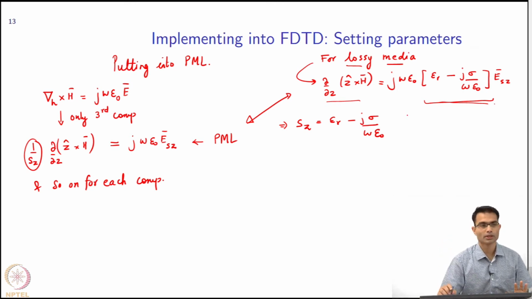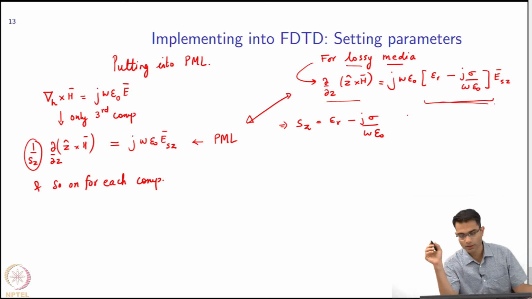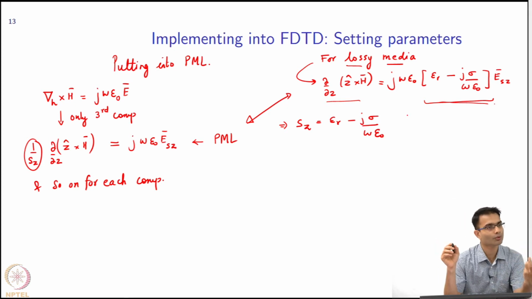In terms of implementation, why did I take recourse to lossy media? Because we already know how to implement lossy media in FDTD, isn't it? We have discussed that. I will write down the update equation again if it is not clear, but we already know how to implement lossy media, therefore, we already know how to implement PML.